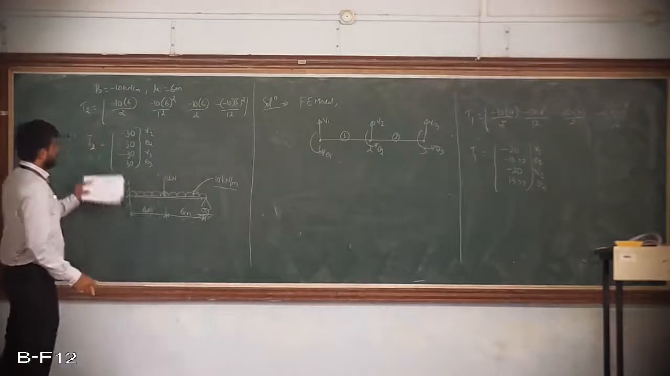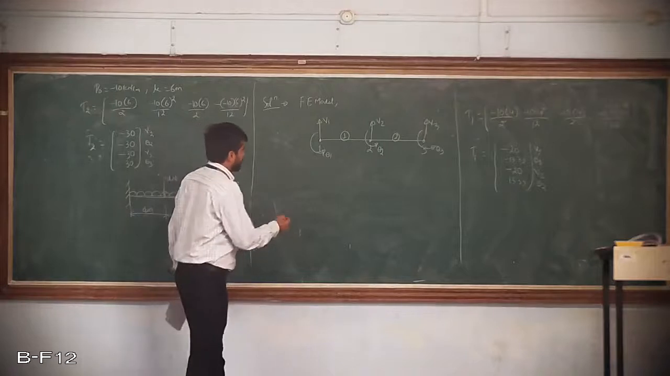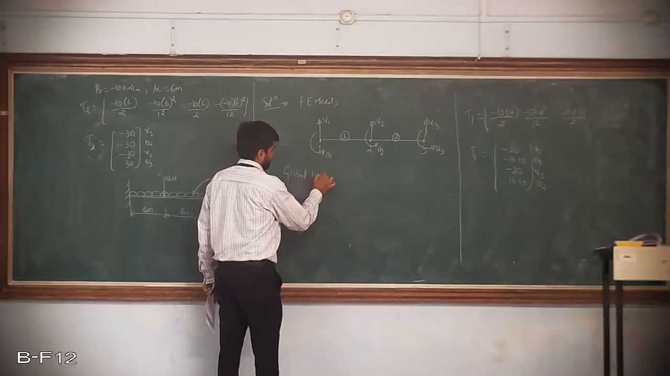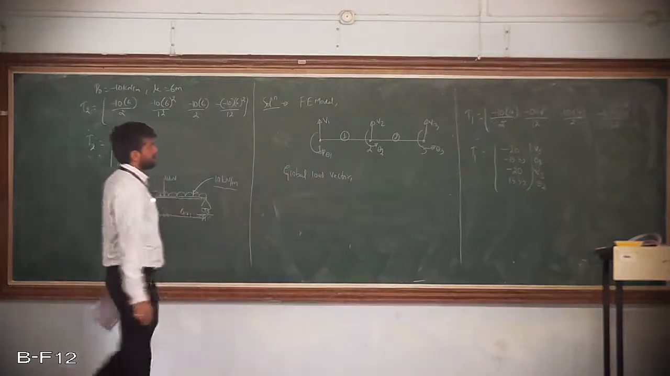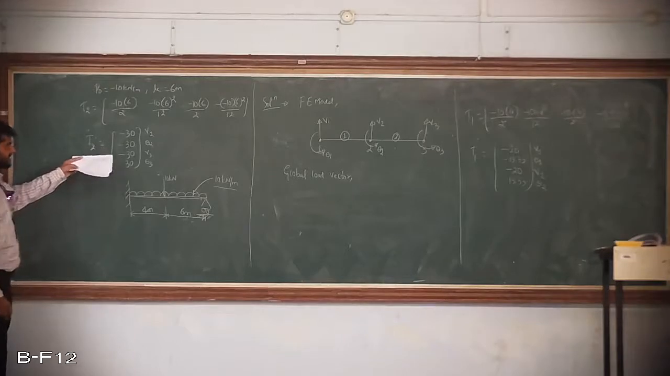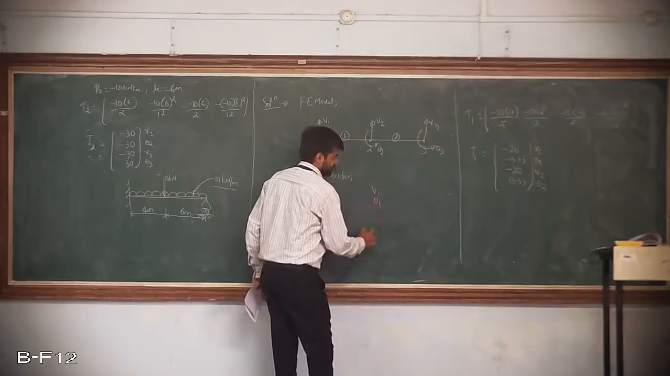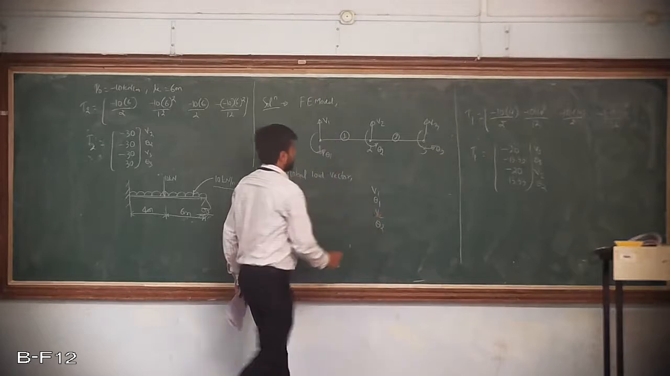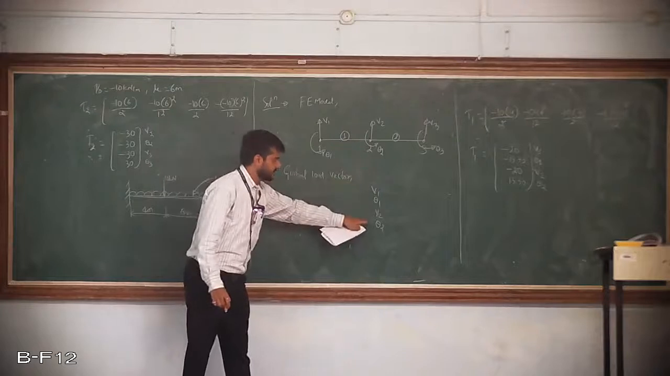Now we'll go for the global load vector. This will be the last step. Global load vector is nothing but you are adding T1 as well as T2. So the combination is such that initially you will be getting V1 theta 1, V2 theta 2, means at node 1 there is V1 theta 1, at node 2 there is V2 theta 2.